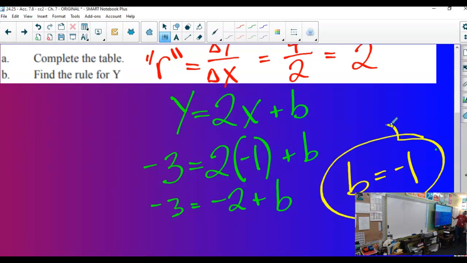And I can come back to my equation. And now my equation is y equals 2x plus negative 1. Once we know the slope, we can fill in a point.